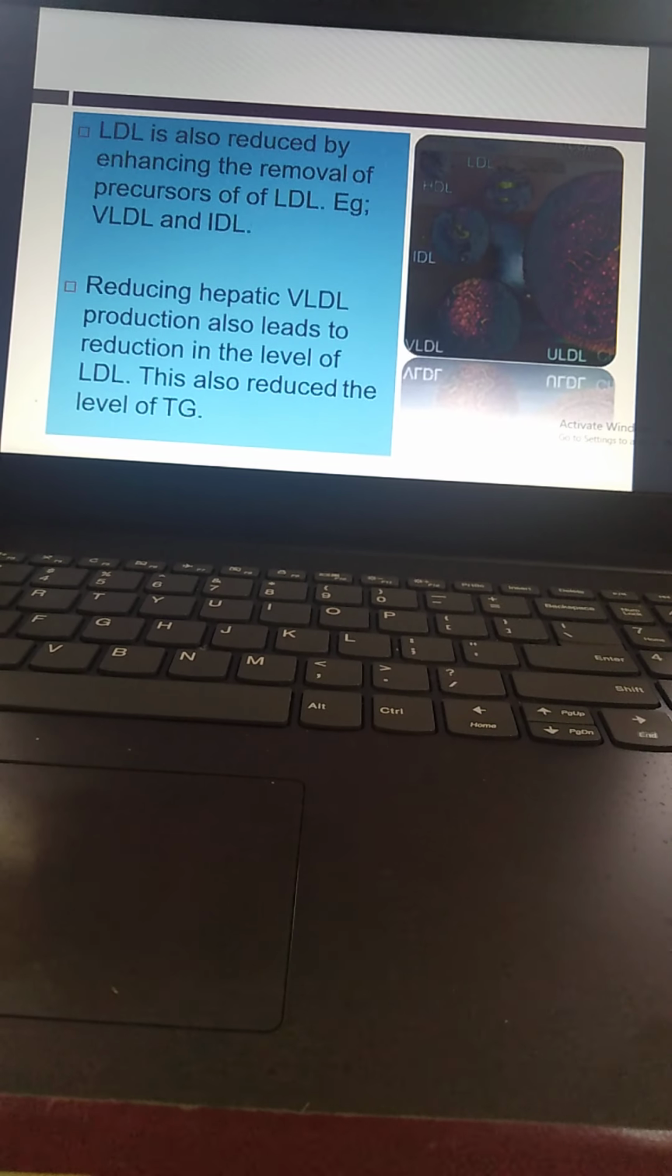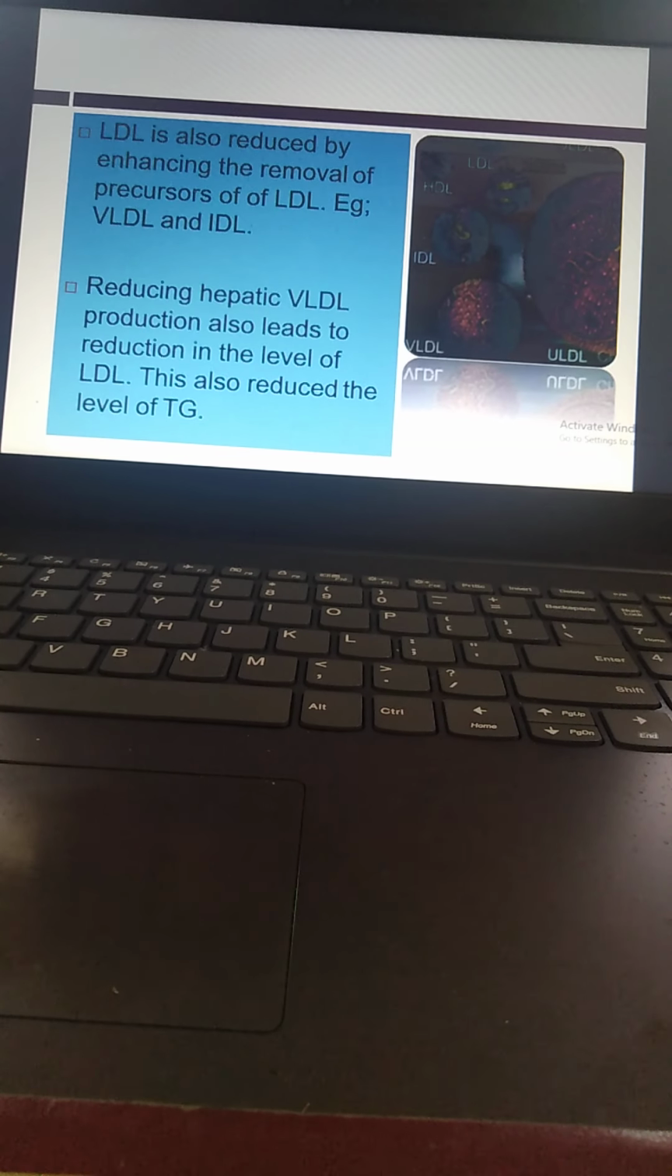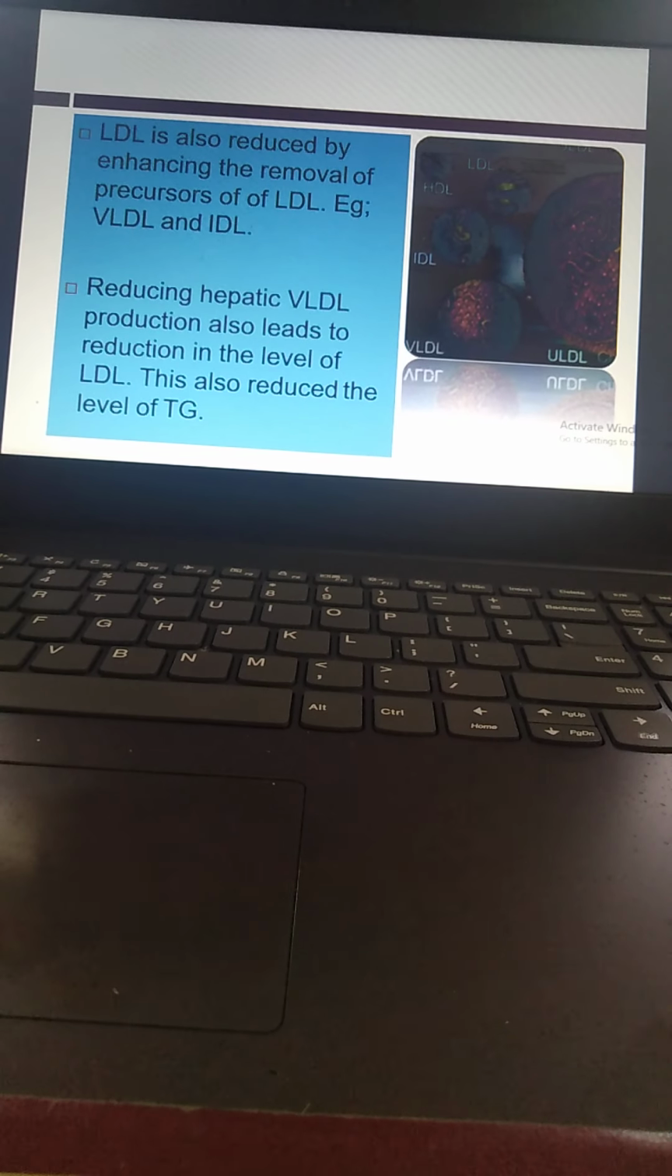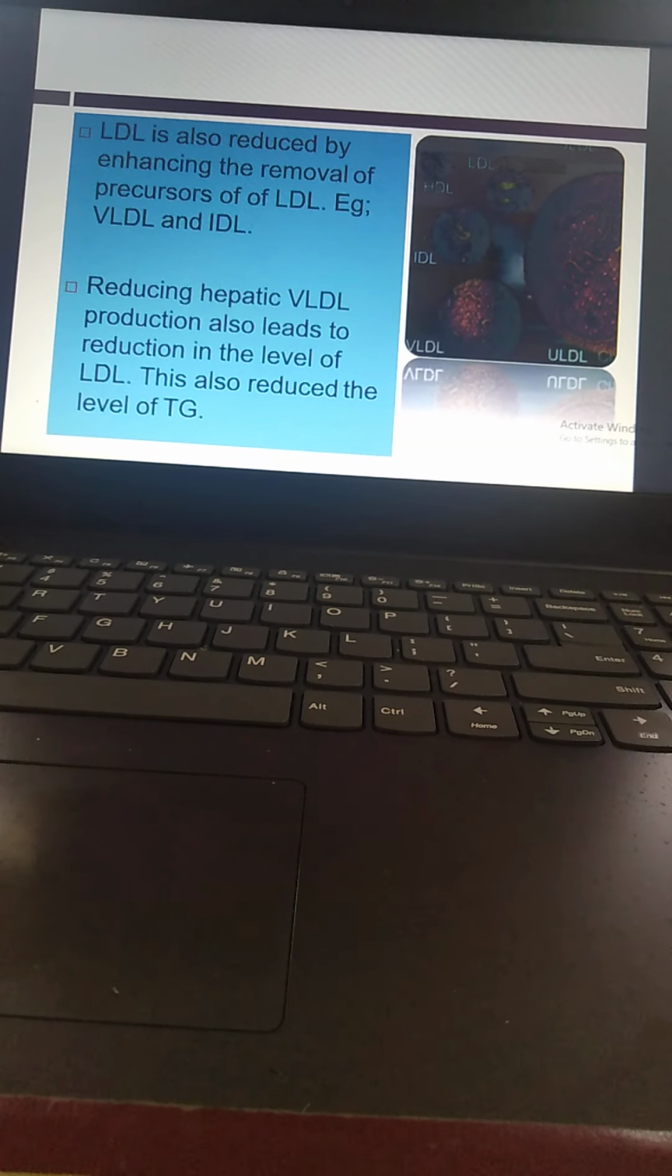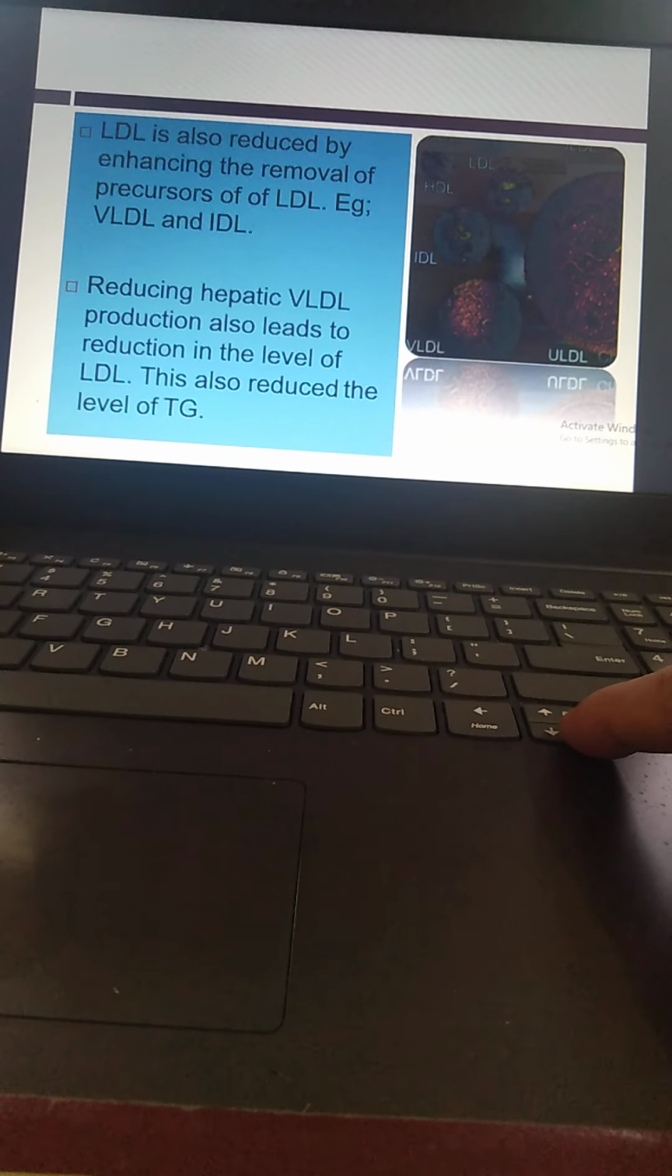Now LDL is also reduced by enhancing the removal of the precursors of LDL, that is VLDL and IDL. So naturally it is reduced. Reducing hepatic VLDL production also leads to reduction, so VLDL is also reduced. Naturally, this leads to a reduction in the level of LDL, and this also reduces the level of TG. So LDL, VLDL, IDL, and TG are being reduced. So these components are not being formed by inhibiting this enzyme.